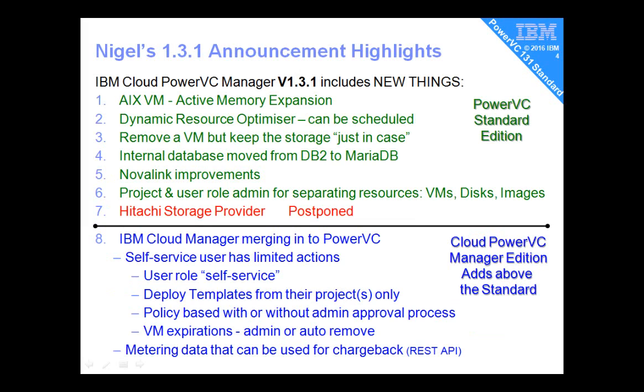Number 1, it's an AIX feature, the Active Memory Expansion, AME. This means that when we deploy a virtual machine, it will pick up the right active memory expansion factor. Next, the DRO, the Dynamic Resource Optimizer, can be scheduled so we can switch it on and decide when it actually does the optimizing. When we remove a virtual machine, some people want to keep the virtual disks just in case the users change their mind, so we can do that now.